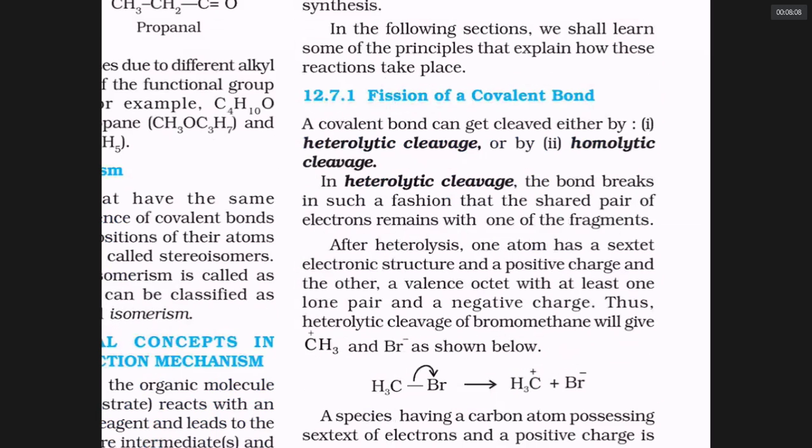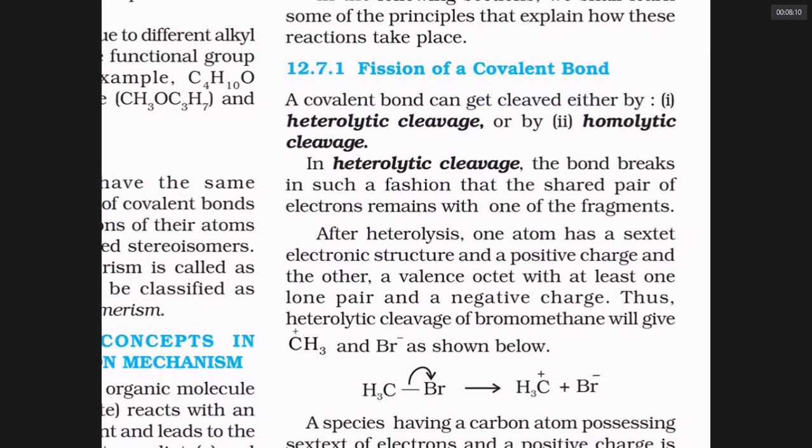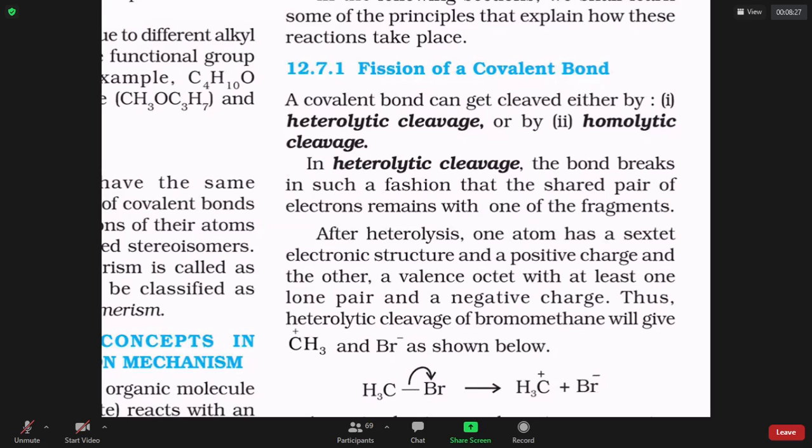Fission means breakage. Breakage of a covalent bond is an essential thing to start with. Unless the existing bonds break, you can't get new bonds. So in the course of any reaction, the existing bonds between the molecules, atoms within a molecule should break so that new bonds are formed.